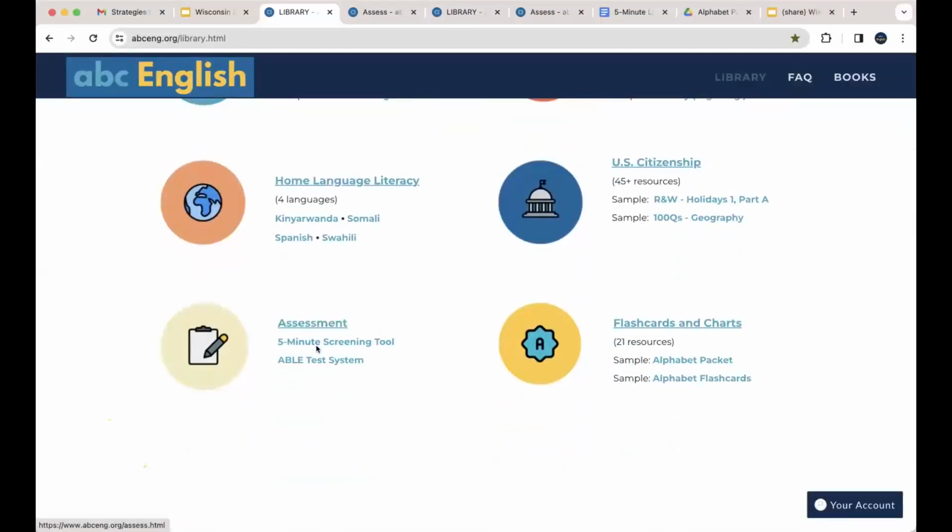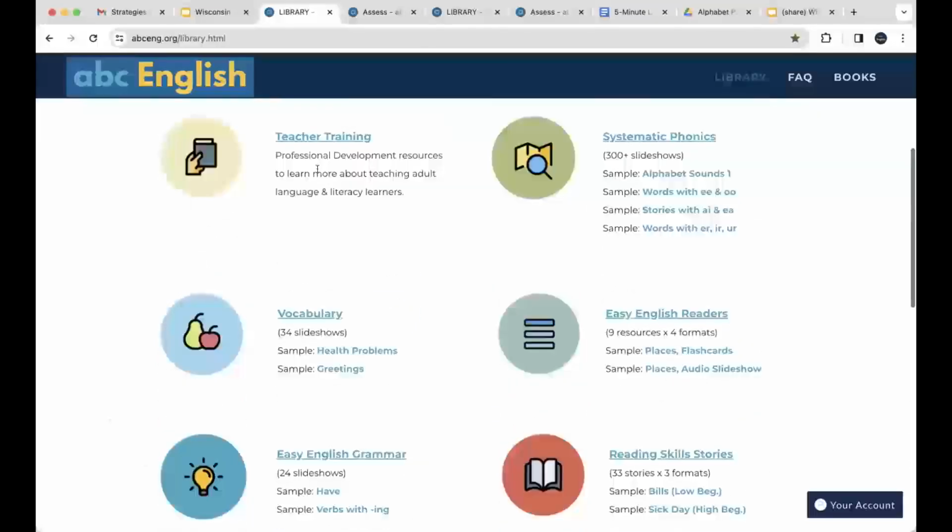We've talked about that a few times already. And then flashcards and charts. I mentioned that the alphabet packet is here. And I will say that some of these resources are free. Everything in the assessment category is free. These samples are free, like that alphabet packet and the flashcards. Home language literacy resources are free. The training resources are free. All of these samples on this library page are free.